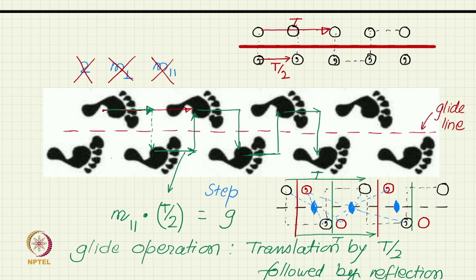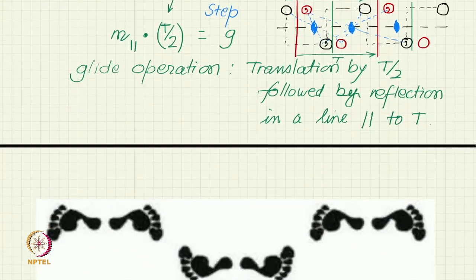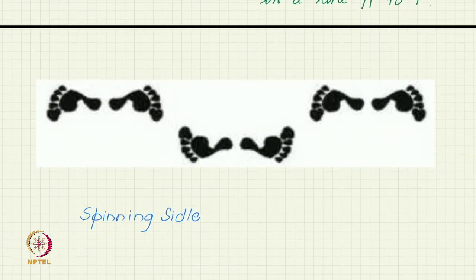So, you generate a totally new kind of symmetry by combining this newly found glide line with one of the older symmetries, and that is a perpendicular mirror, and that is Conway's spinning sidle.